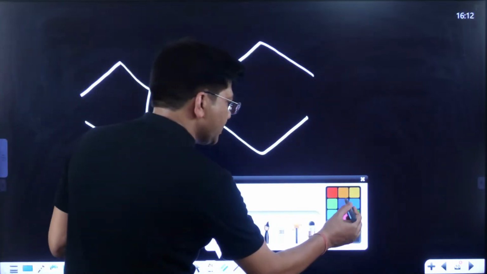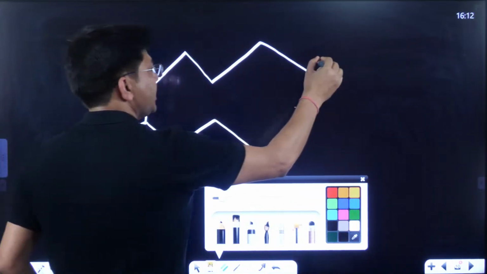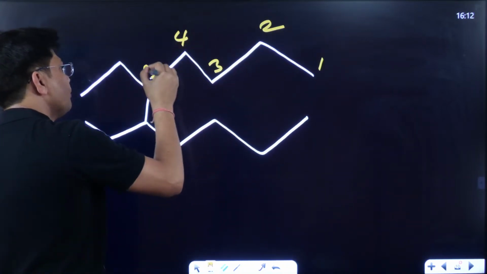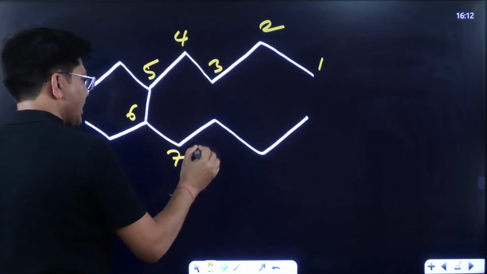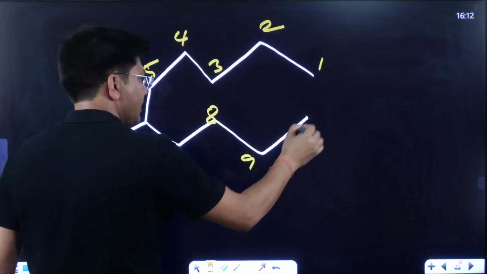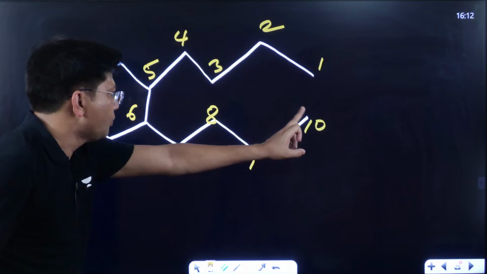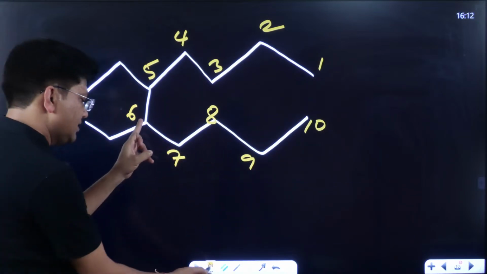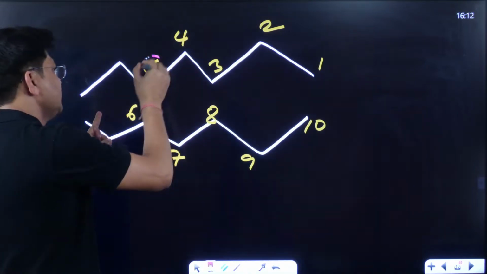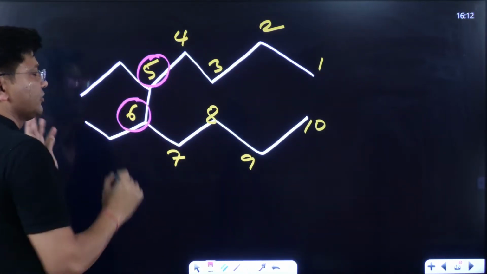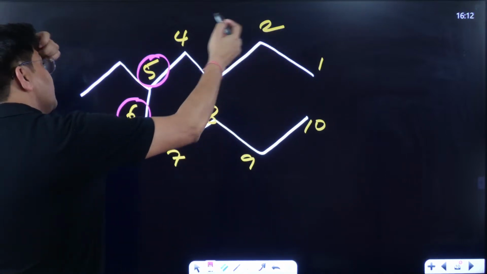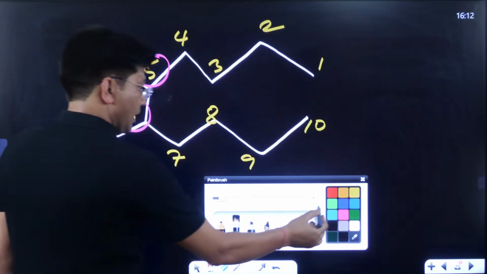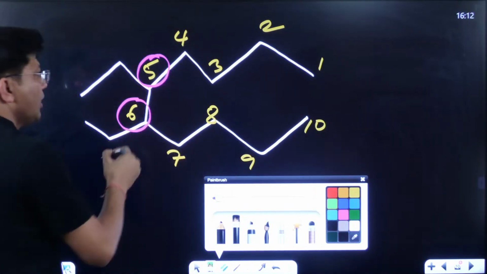So first point is to select the longest chain: 1, 2, 3, 4, 5, 6, 7, 8, 9, 10. Let me count from this side: 1, 2, 3, 4, 5. Either side you count, these ethyls will come on 5 and 6 only. Either you count from this side or from this side, both mean the same, and definitely on 5 and 6.